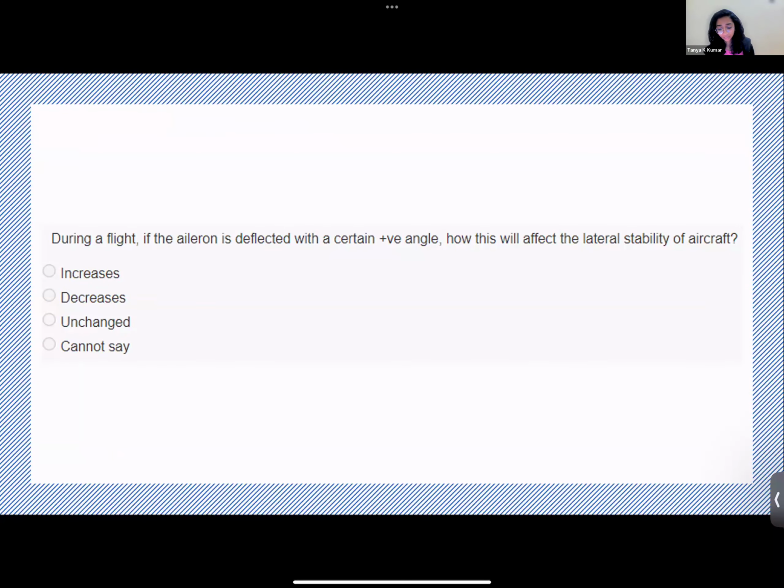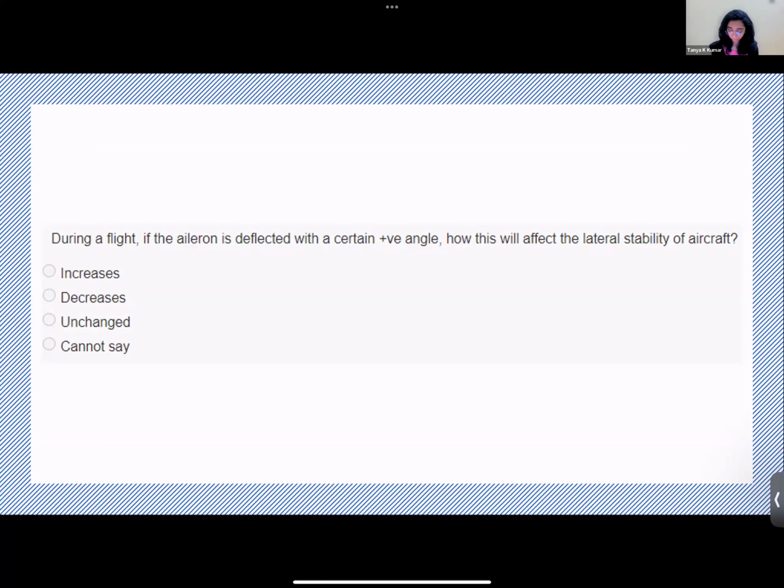During a flight, if the aileron is deflected with a certain positive angle, how will this affect the lateral stability of an aircraft? What do you think is the answer? Okay, let's just try thinking about it.